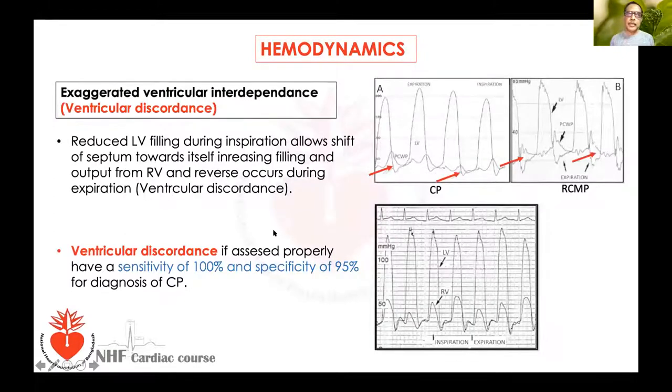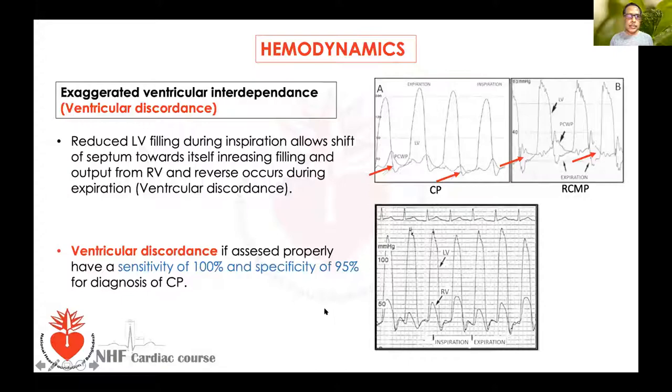And what is ventricular discordance? As you can see here, the pressure tracing, during expiration, there is a gradient between LV pressure and pulmonary capillary wedge pressure. So this gradient allows flow from pulmonary vein to LV during expiration. But during inspiration, this gradient almost becomes nil. So there is no flow during inspiration. In contrast, in restrictive cardiomyopathy, both in expiration and inspiration, these gradients are maintained. So blood always flows through the pulmonary vein to LA to LV. So this is one important thing.